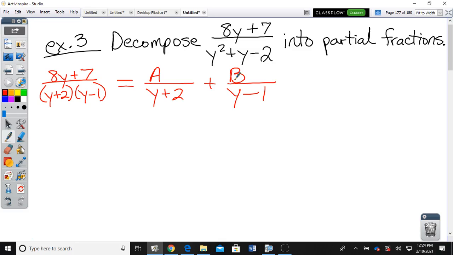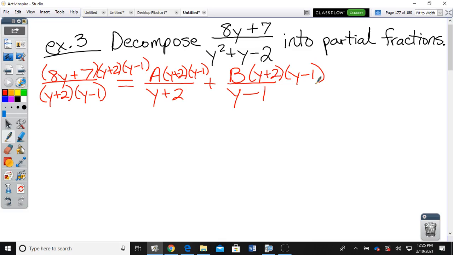These two combined. Okay? So everything up here, I'm going to multiply by y plus 2, y minus 1. Same thing here. You take whatever your common denominator is and multiply everything by that common denominator. Okay? Why are we doing it? What's going to happen next step? All of the fractions will go away.